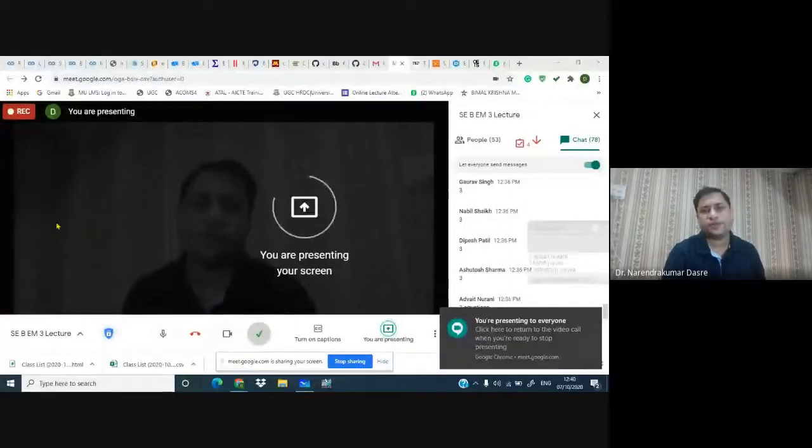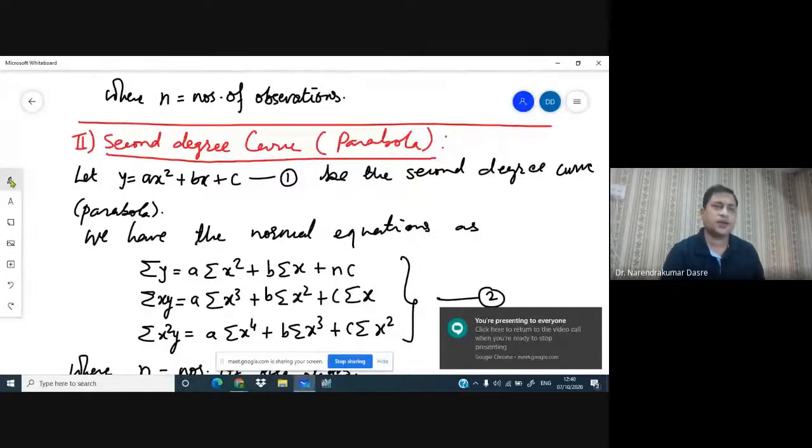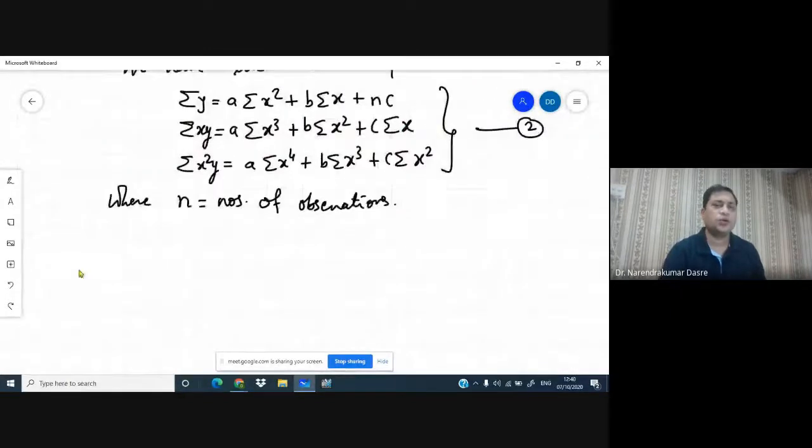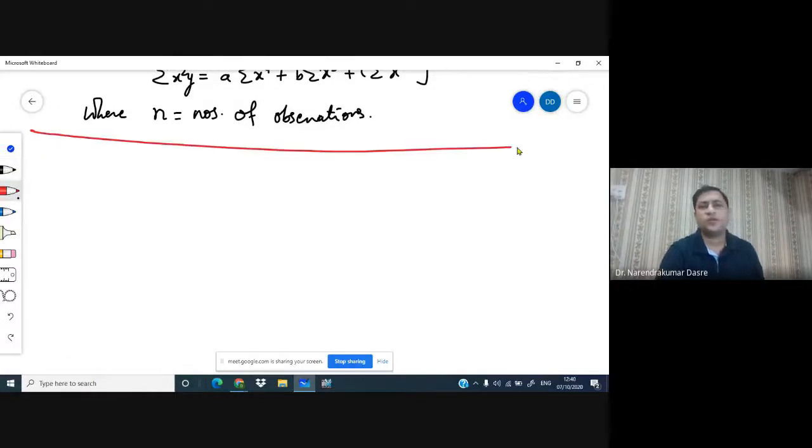And I have given you the technique of how to write the normal equation. So once again I'll show you how to write the normal equation for any curve. I'll show you the technique of how to obtain the normal equations. So here we got this. What is the curve? First we considered y is equal to ax plus b.